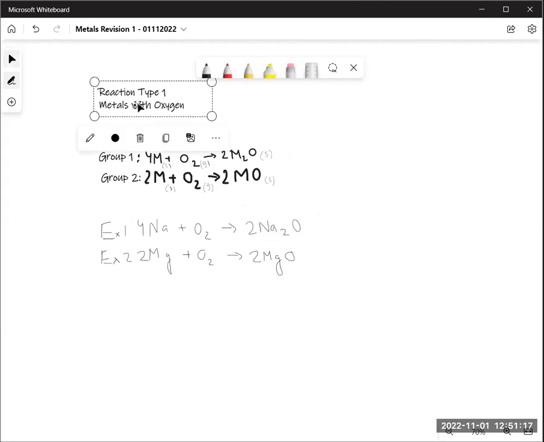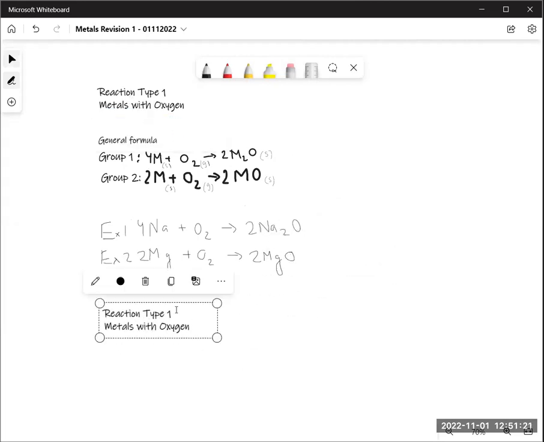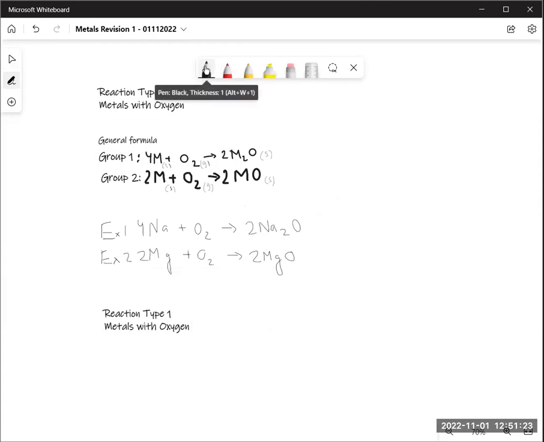We're done with that. Let's look at type 2. For group 1, what does M stand for? M stands for all the group 1 metals. So group 1 metals for this could be Na. Na is a group 1 metal.